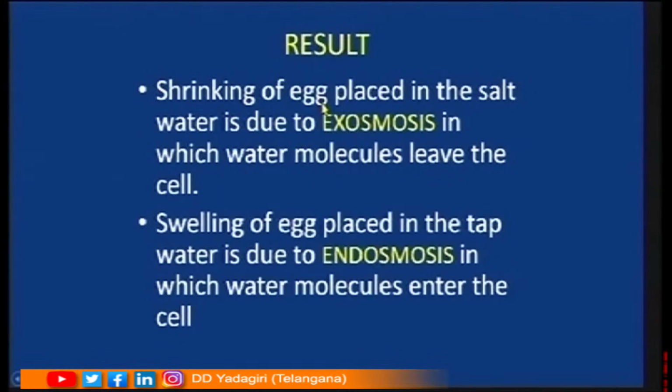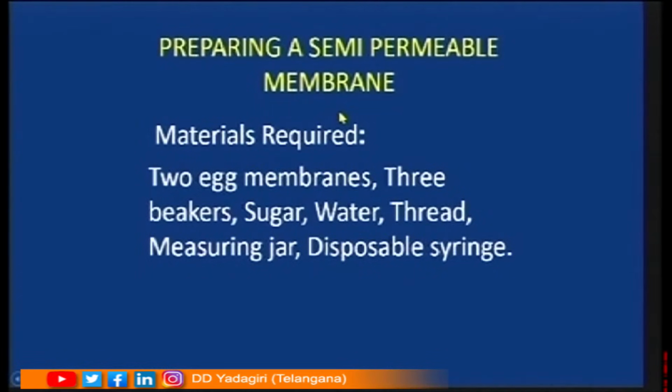The shrinking of the egg placed in the salt water is due to exoosmosis, in which the water molecules leave the cell. The swelling of the egg placed in the tap water is due to endoosmosis, in which the water molecules enter the cell. Children, endo means inside, exo means outside. So the water is leaving the cell, so it is exoosmosis. Here the water is entering the cell, so it is endoosmosis.